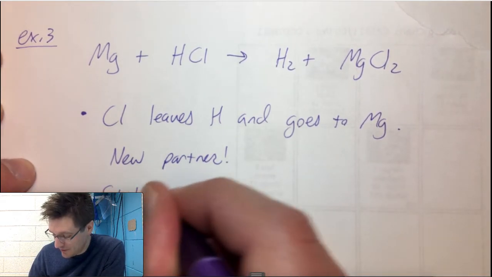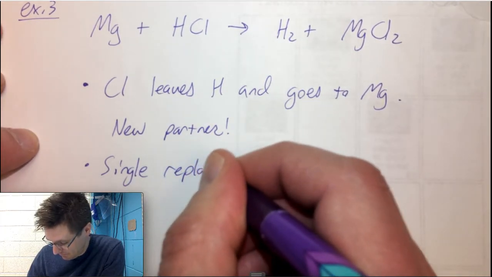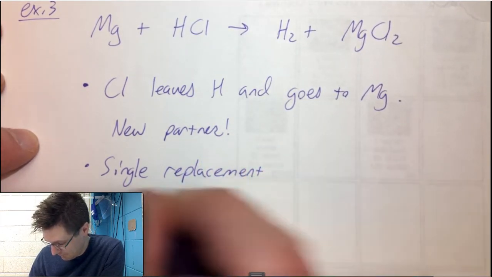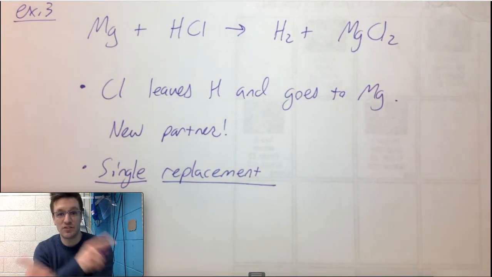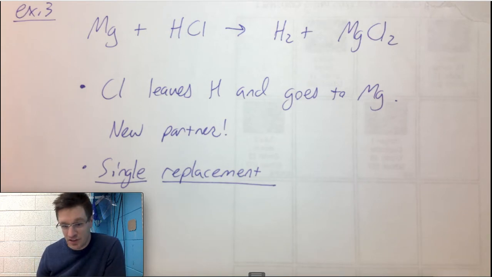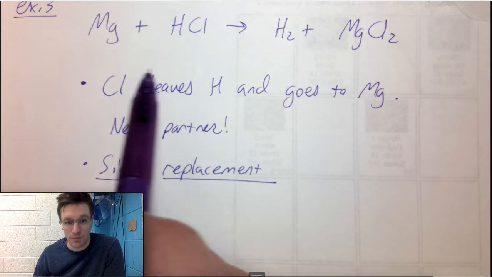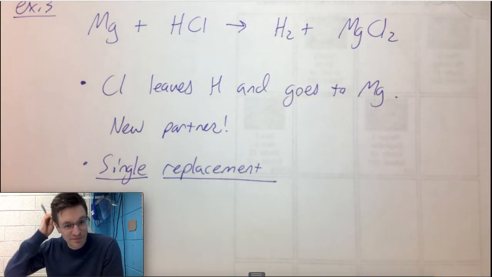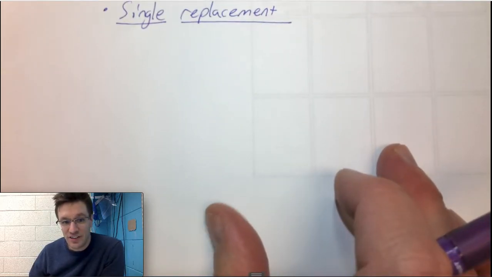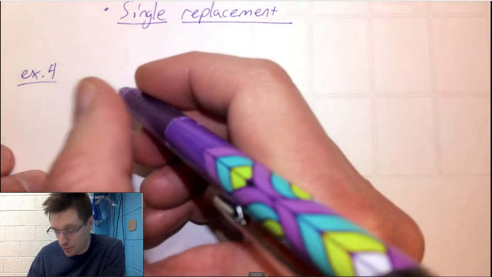This is called a single replacement reaction. To replace means to switch. And it's a single replacement because we have this single element here that is replacing hydrogen and now being married to chlorine, okay? Similarly, there is a double replacement. Here's an example of a double replacement, okay?